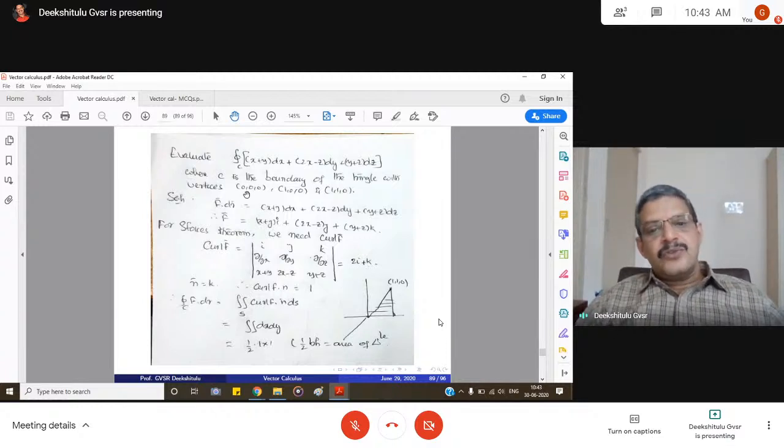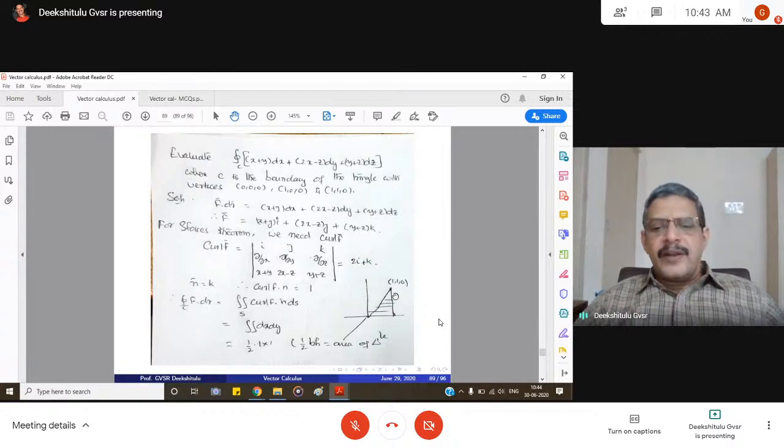But where is the region now? The points are (0,0,0), (1,0,0), (1,1,0). Again, z is 0 for all the points. That means the points are in the xy plane, so it's a triangular region in the xy plane like this. When you are in the xy plane, the normal to the xy plane means along the z axis, so the unit vector n bar is k bar. So curl F dot n bar: curl F is 2i plus k, dotted with k is 1.